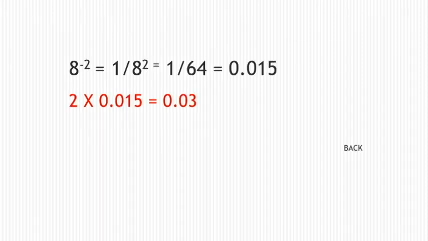8 raised to -2: when we take it in the denominator, the sign of the power becomes positive. So it becomes 1 upon 8 squared. 8 squared is 64. So we get 1 upon 64. 1 upon 64 is 0.0156. Let's solve this further. 0.0156 multiplied by 2 is 0.03.